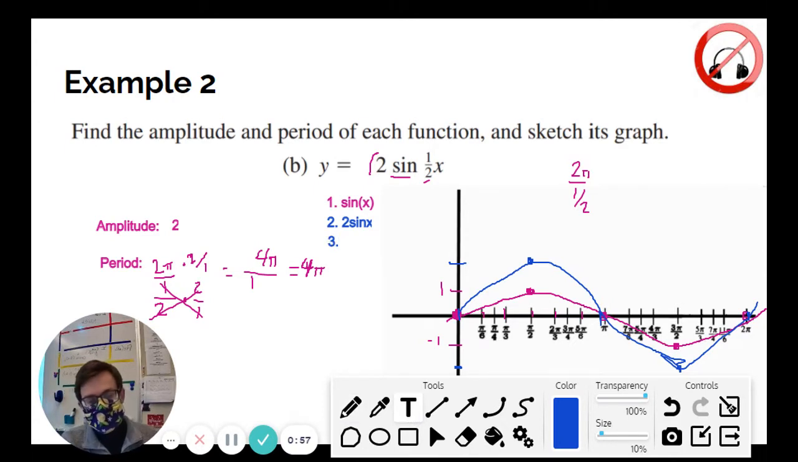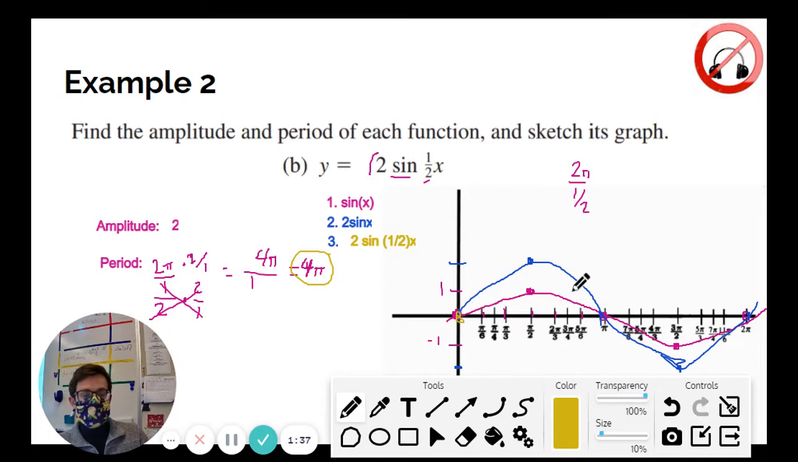Next, we also have, let me get a different color. Let's go with this yellowish. So we have 2 sine of 1/2 x. So we already determined that 1/2 gives us a period shift, changes it to 4 pi. So it goes from 2 pi to 4 pi. So that means everything is stretched out by a multiple of 2.